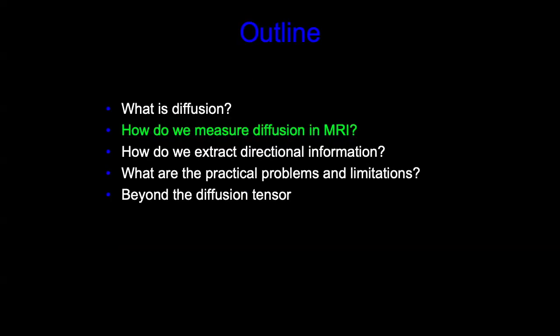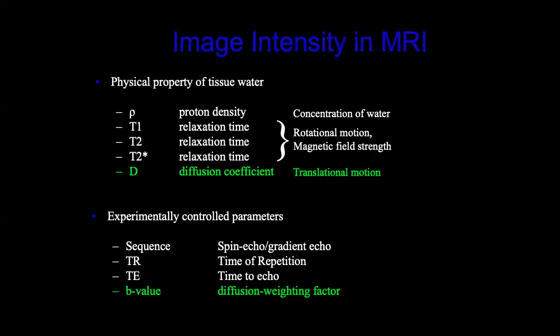Okay, so how do we measure diffusion in MRI? So we have a variety of physical properties of tissue that we look at in MRI. So we have proton density, the T1 relaxation, T2 relaxation, T2 star in our normal types of images. And we can control how much contrast we have. What does the image look like? Does it look like T1 or does it look like T2? Based on the type of sequence that we use, what is the TR that we use in our experiment, what is the echo time, for example.